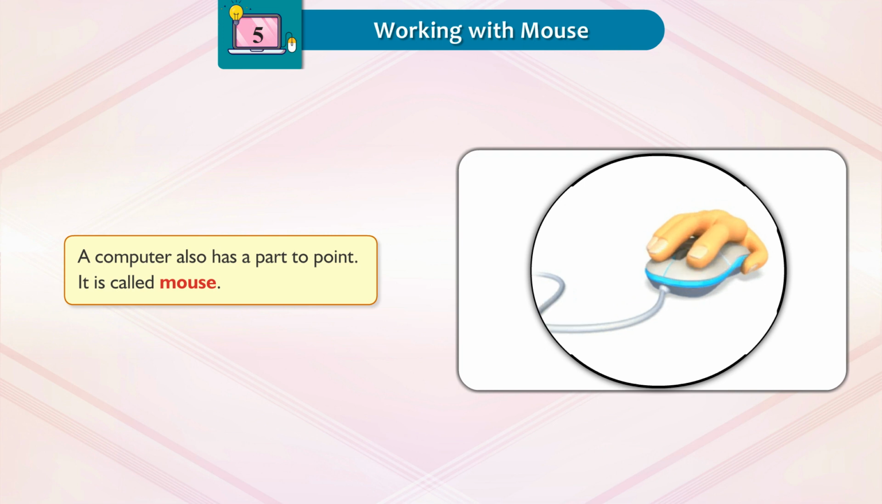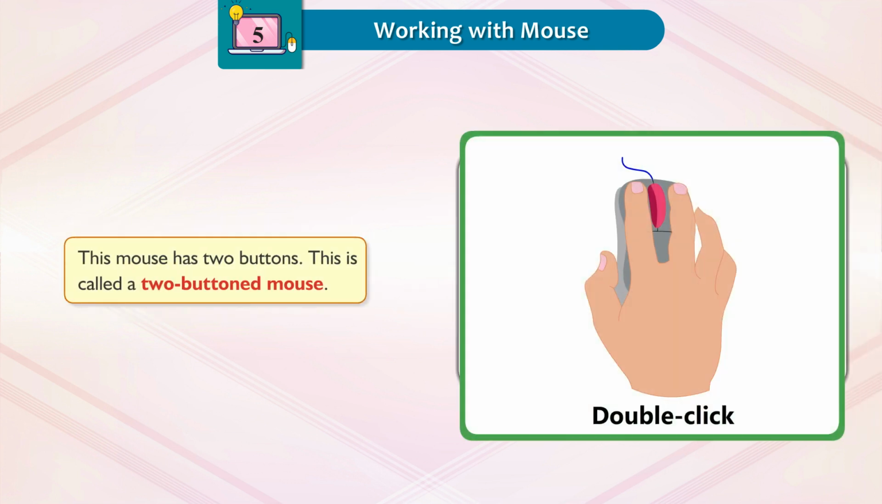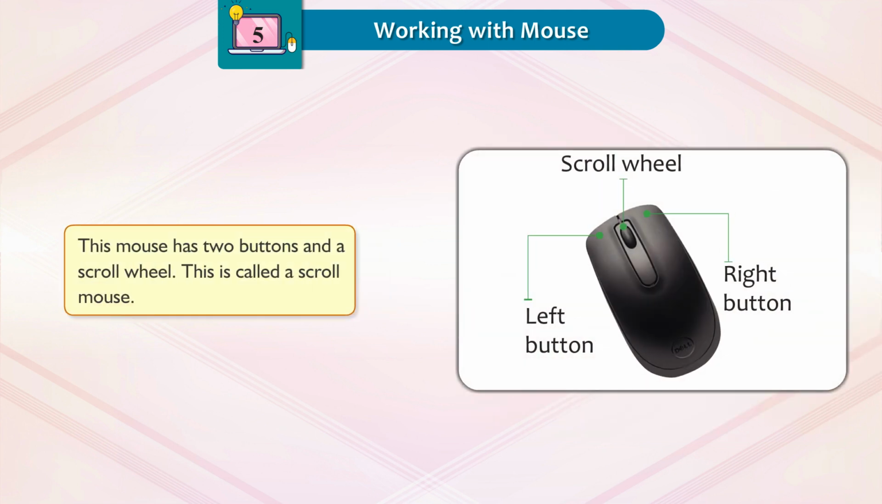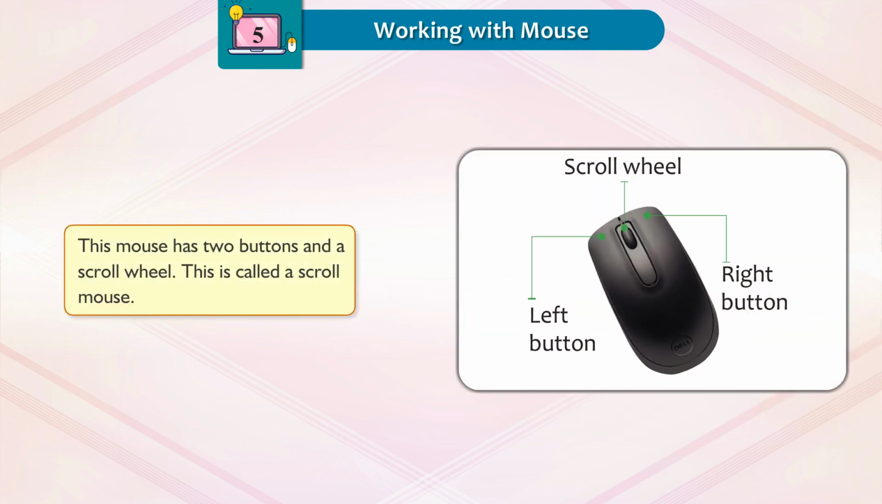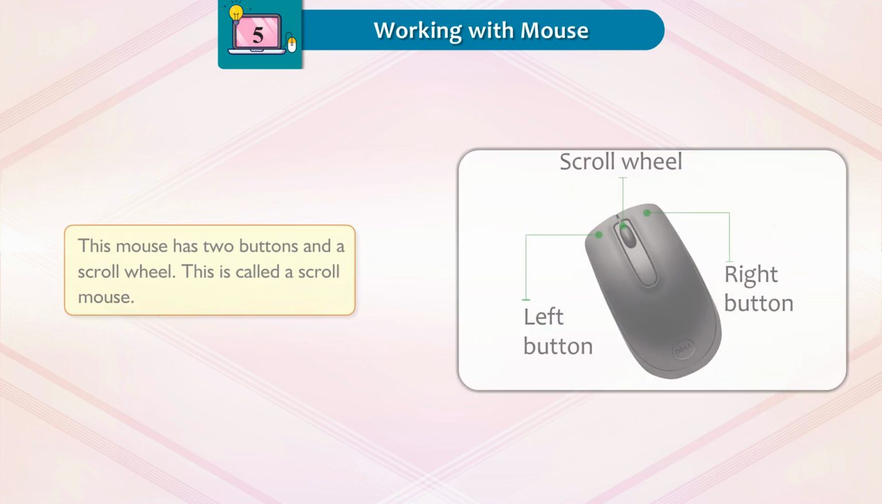It is called mouse. We use the arrow on the computer screen to point things. This arrow is called mouse pointer. This mouse has two buttons. This is called a two-buttoned mouse. This mouse has two buttons and a scroll wheel. This is called a scroll mouse.